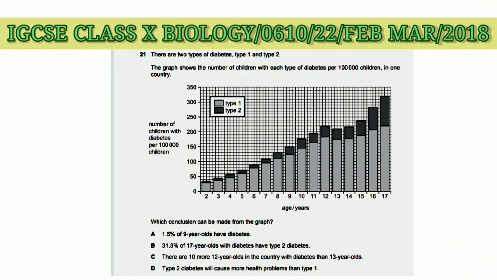Next we have to do question 21. There are two types of diabetes, type 1 and type 2. The graph shows the number of children with each type of diabetes per 100,000 children in one country. Which conclusion can be made from the graph? We are given a key which shows grey color represents type 1 diabetes and black color represents type 2 diabetes.